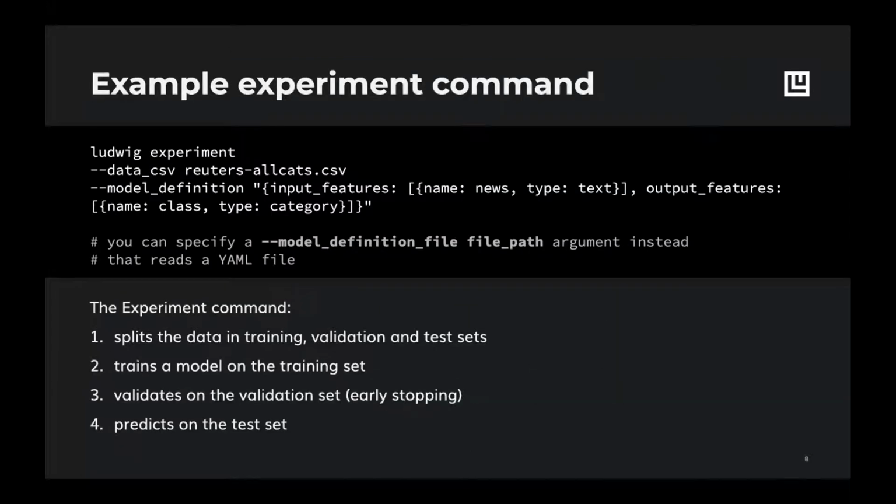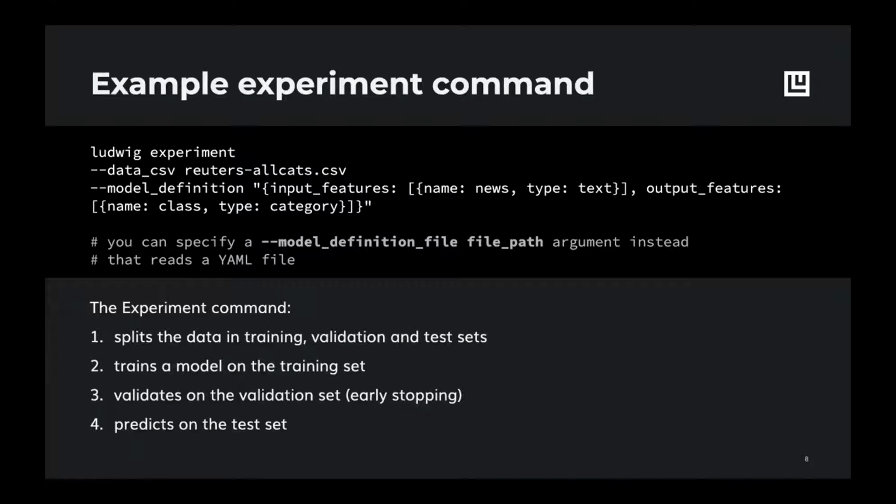This is all you have to do with Ludwig in order to train such a model. You have to use the command Ludwig experiment, provide the data, in this case as a CSV, and then provide the model definition, which is the real core of what Ludwig does. It's a declarative structure that allows you to define the model, basically in terms of the inputs that it's gonna take care of, and the outputs, the predictions that you want to obtain from the model.